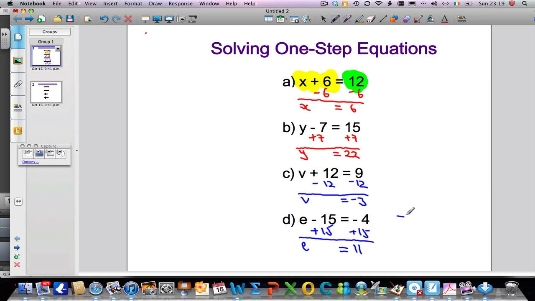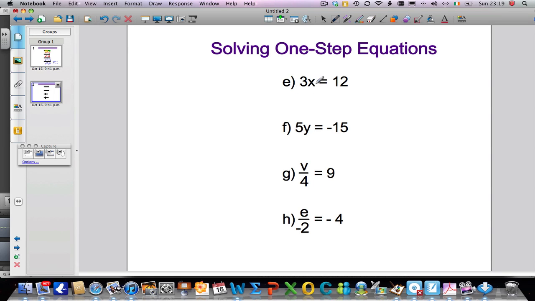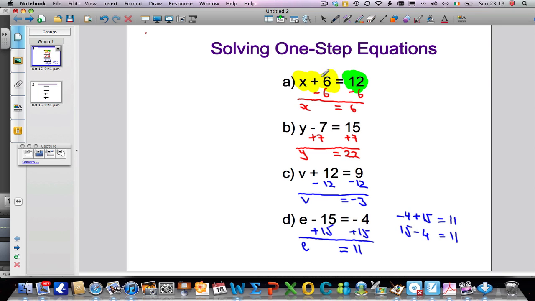Minus 4 plus 15 equals 11. Just if you're a little bit unsure about this, it's the exact same as 15 minus 4. 15 minus 4 is also 11. So these two are the same. That's how we get e equals 11 here. A few more to try. Again, I'm going to do the opposite operation. I didn't mention that last time, but if you have a look at this, each time I'm doing the opposite. So here I was adding 6, so I'm going to take away 6 off both. This one it was minus 7, so I added 7. Here we had plus 12, so I took away 12. Here we had minus 15, so I added 15.